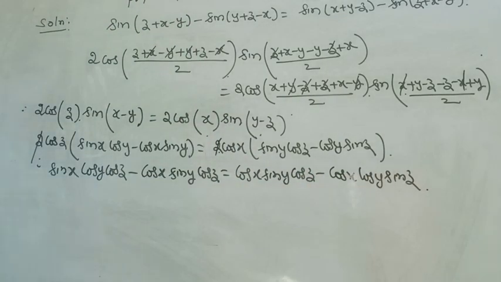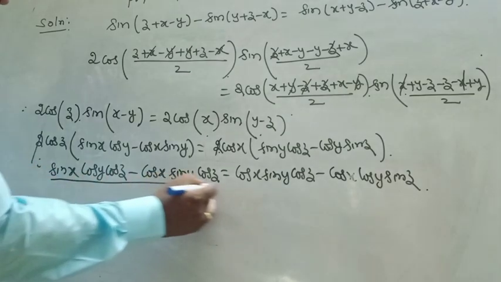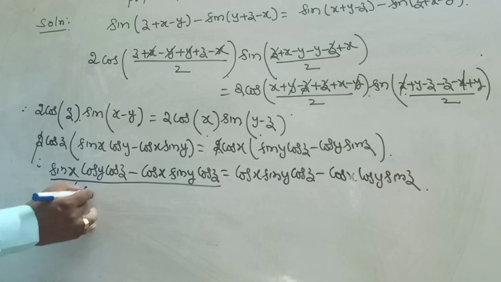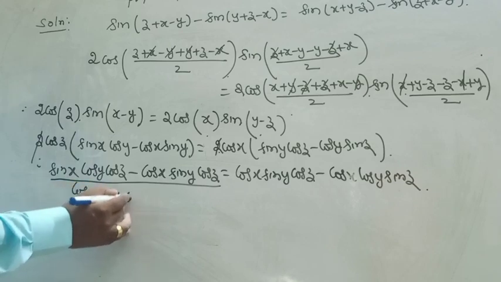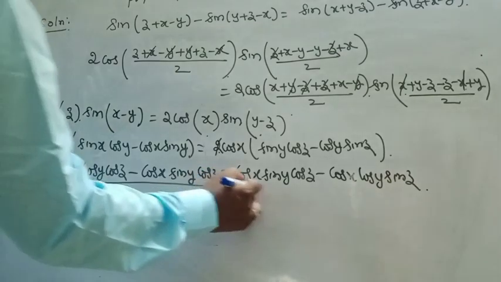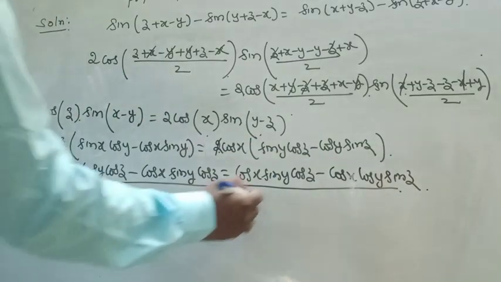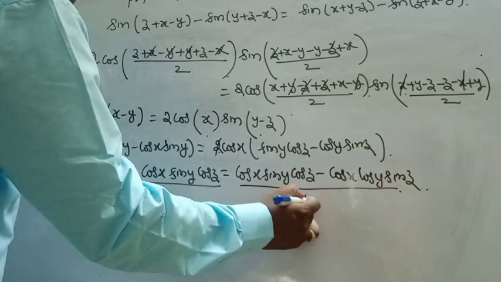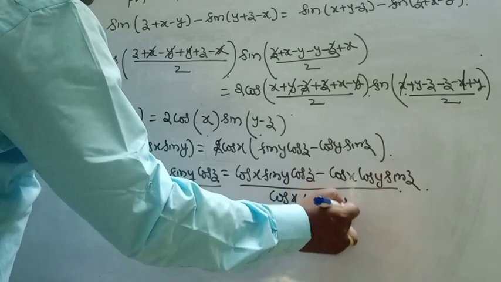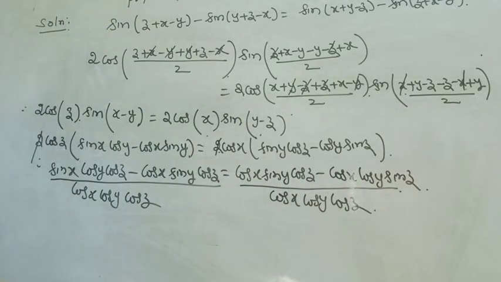This is what we have got, my dear students. Okay, wonderful. Once we have got this, what we do is we divide throughout by cos x cos y cos z. This is possible, we are dividing by cos x cos y cos z throughout, both the left hand side and right hand side.